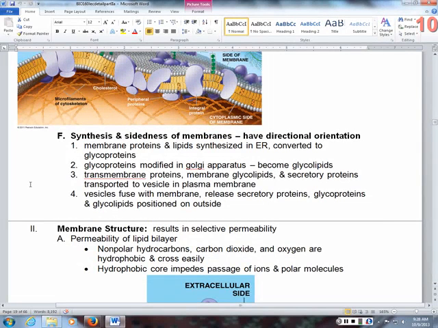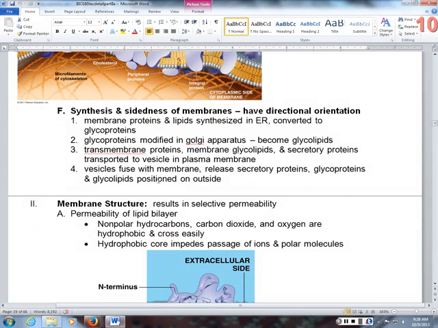They're going to be synthesized in the endoplasmic reticulum, and then they get converted to some glycoproteins. After they're made in the endoplasmic reticulum, you send them to the Golgi apparatus to make some glycolipids. Your transmembrane proteins, your membrane glycolipids, and secretory proteins are going to be transported to vesicles, where they'll be transported to the membrane. So just thinking back to earlier, which face do they go in when they get to the Golgi apparatus? Cis side, and they come out on the trans side.